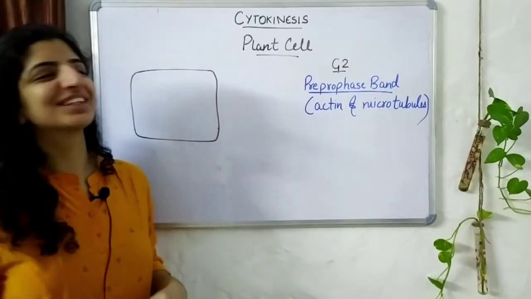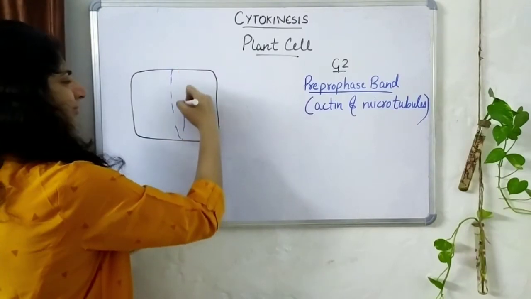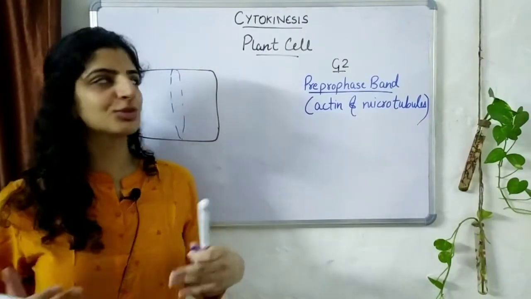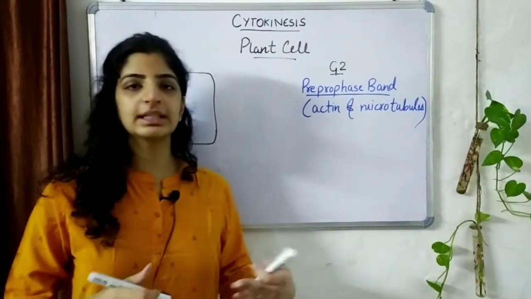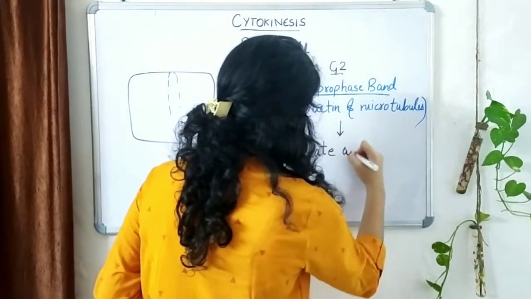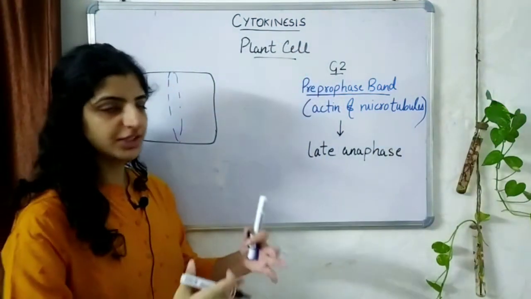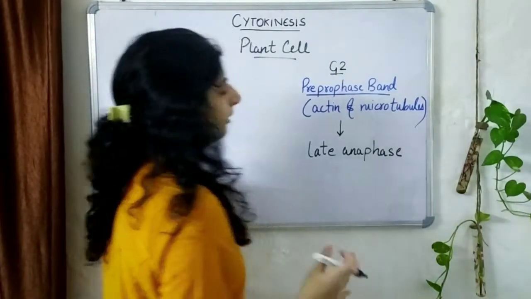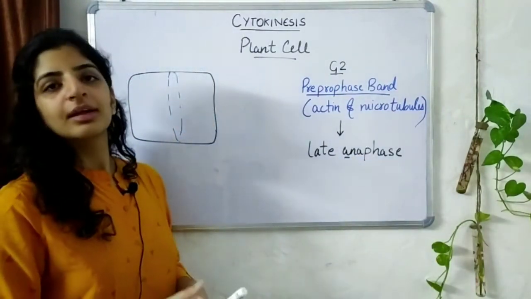The plane of division. So now let's imagine that the plane of division again here is this. It goes from front to back and in between there are chromosomes aligned. Now as the cell cycle progresses and the cell reaches late anaphase, there will be some changes in the type of actin or microtubules, the constituents and the type.